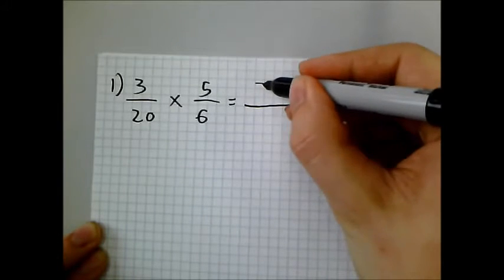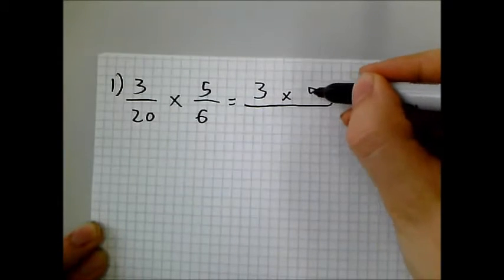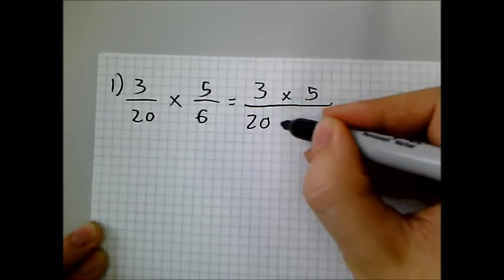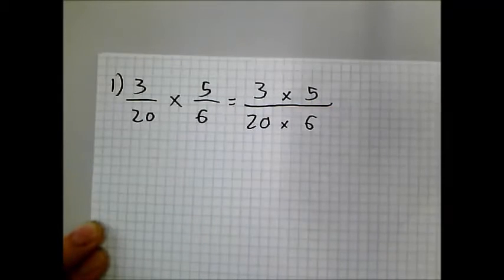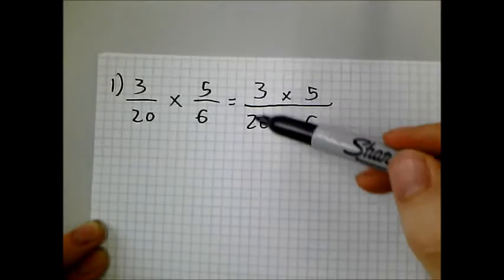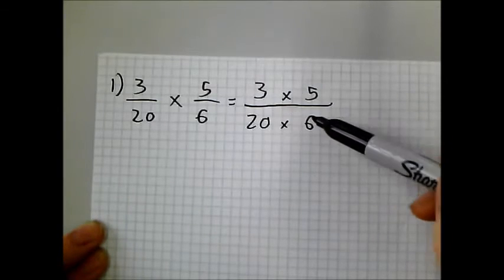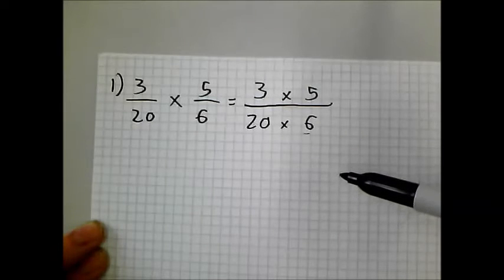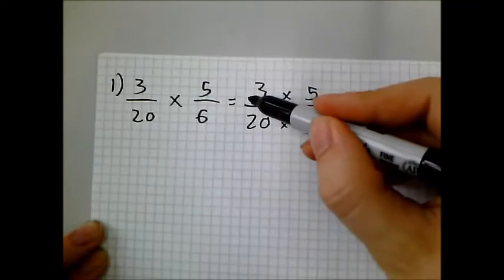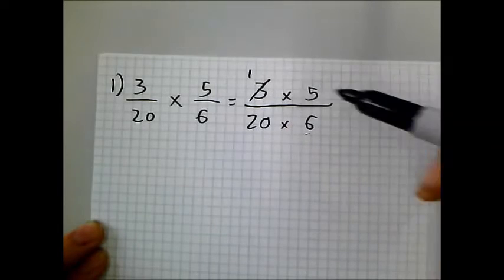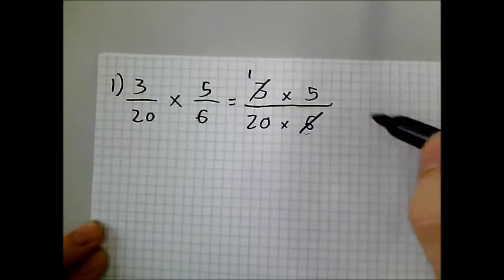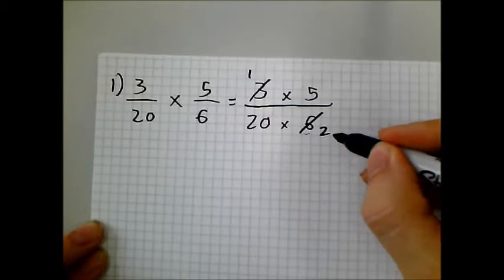So we're multiplying the numerators and the denominators, and before we multiply, we're going to look for common factors for top and bottom. I spot that the 3 and the 6 share a common factor, which is 3. So I'm going to divide this by 3. 3 divided by 3 is 1. Divide this by 3. 6 divided by 3 is 2.